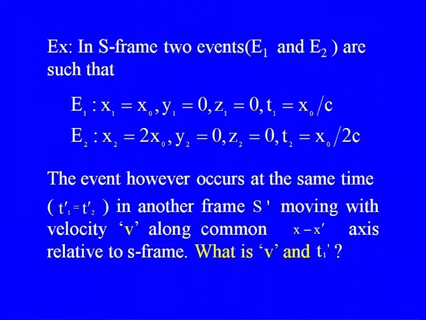Now, see that in the S frame these events are not simultaneous, they are happening at different times. But if these events are simultaneous in another frame, which is moving with a certain velocity v, let us say, along the common x prime axis relative to the S frame, what is this velocity and what is the simultaneous time that is being measured in the S prime frame?